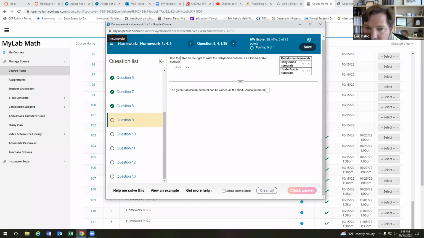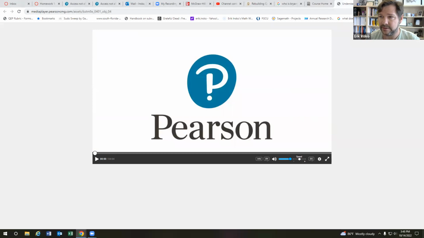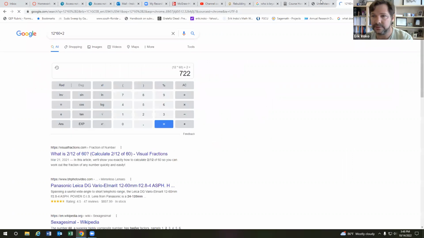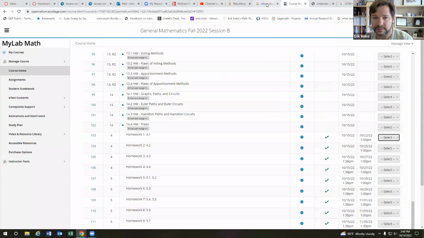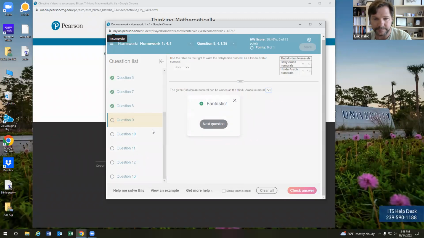Question 9. Use the table on the right to write the Babylonian numeral as a Hindu Arabic numeral. Okay, so what do we have here? We have a 10 plus 2 1s, so that'd be 12. So 12 times 60 plus 2 times 1. I'm going to need a calculator to do that. I haven't had enough coffee today to figure out that question yet. Okay, 722 it says. So 722, check answer. Good.